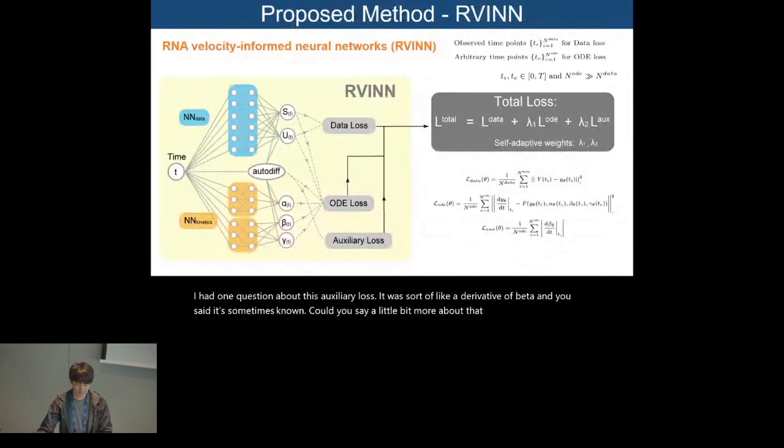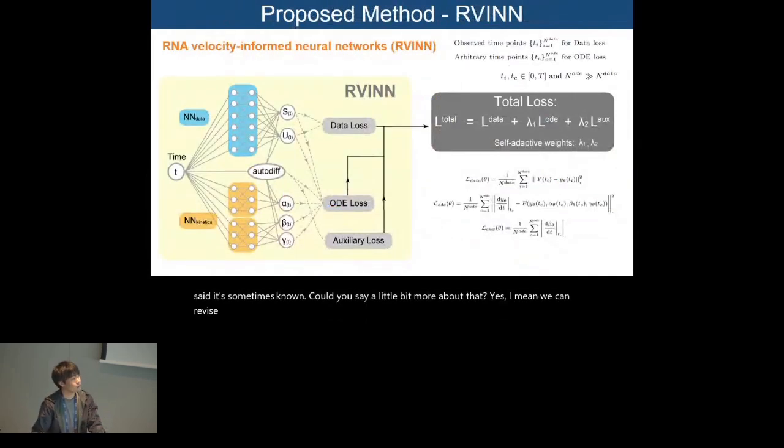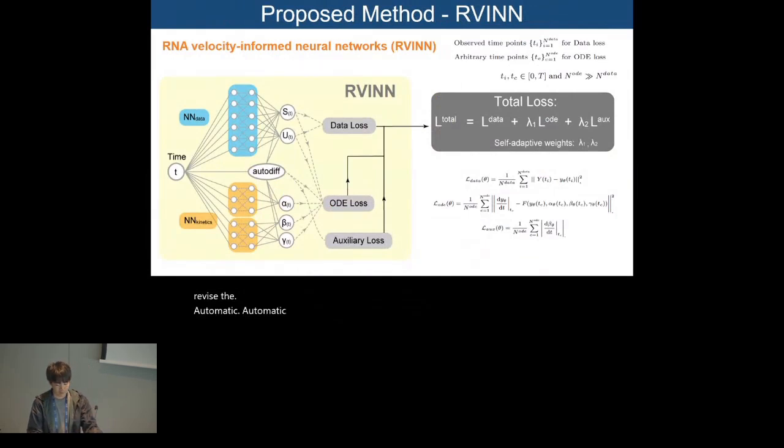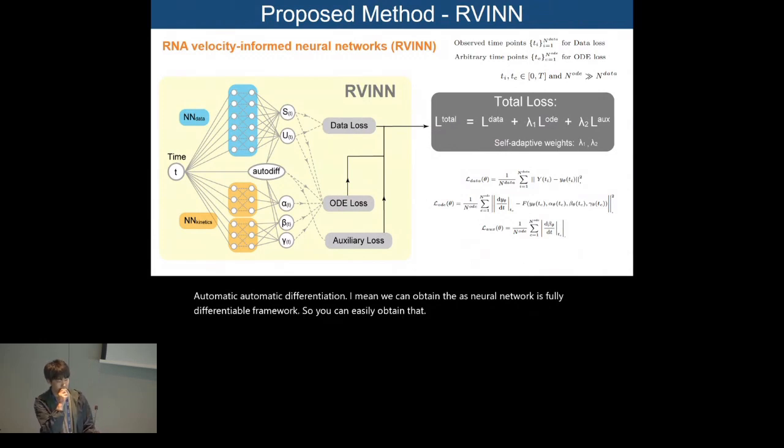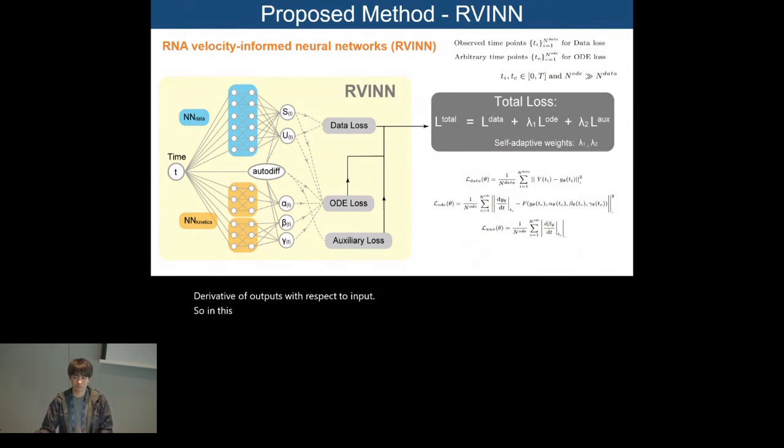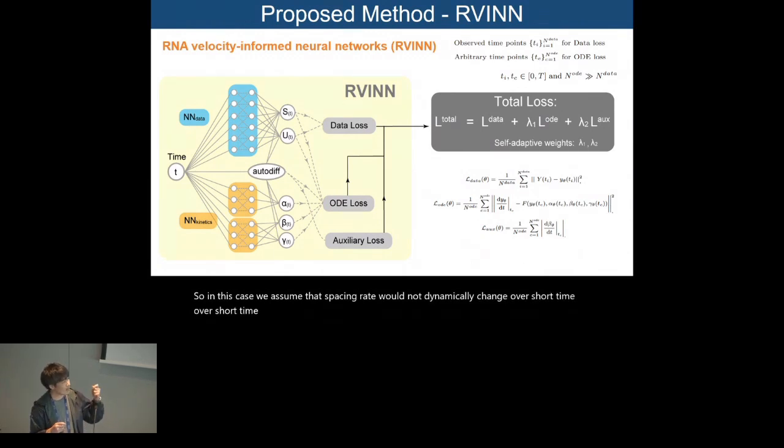Yes, we can leverage automatic differentiation. As you know, a neural network is a fully differentiable framework, so you can easily obtain the derivative of outputs with respect to input. In this case, we assume that the splicing rate would not dynamically change over a short time. So we add this soft constraint as an auxiliary loss term.